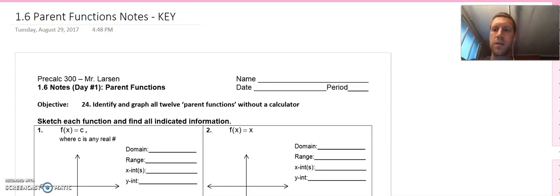Hey guys, this is 1.6 notes. We're broken into 2 days for 1.6. This one is on parent functions. So we're going to learn 12 parent functions.